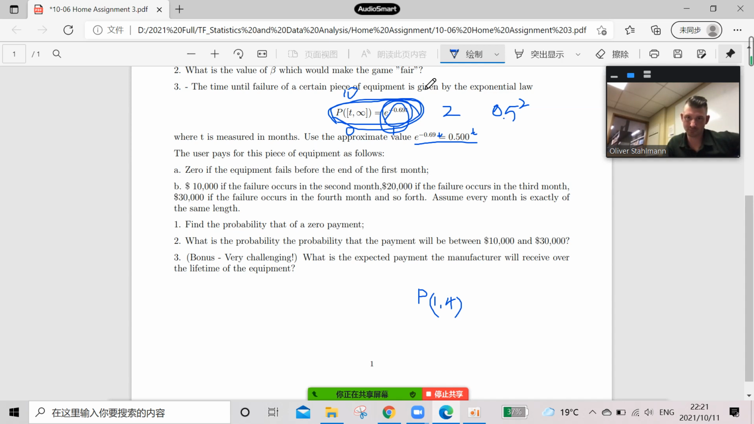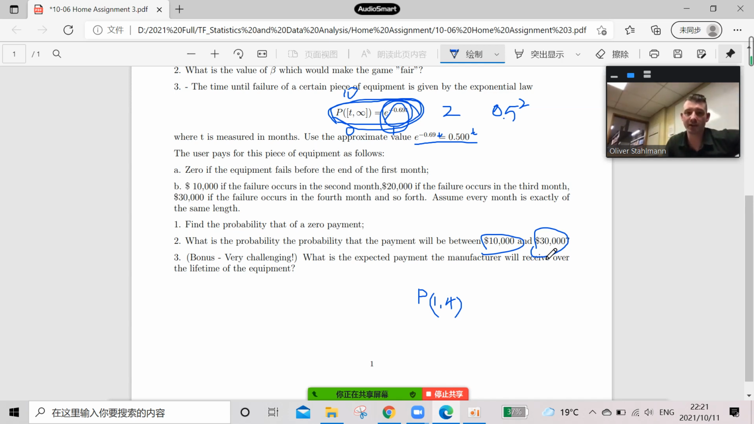You will use the same method as for part 1 and part 2, because the payment for each month is different. So you need to calculate the probability of the failure in each month, and you multiply that probability by the compensation. That will give you the expected payment. The setup is not too difficult, and you could try to calculate it.